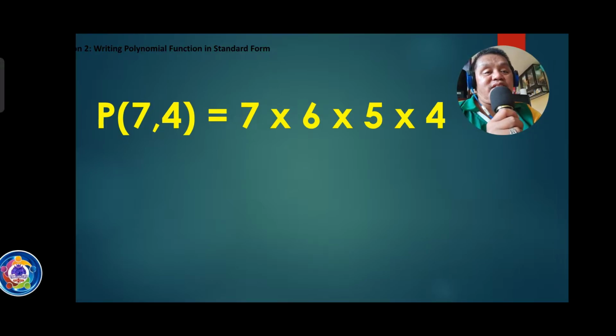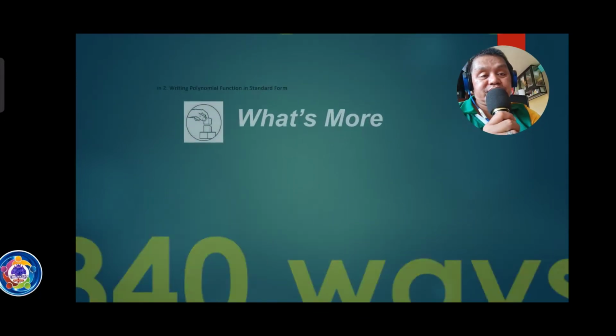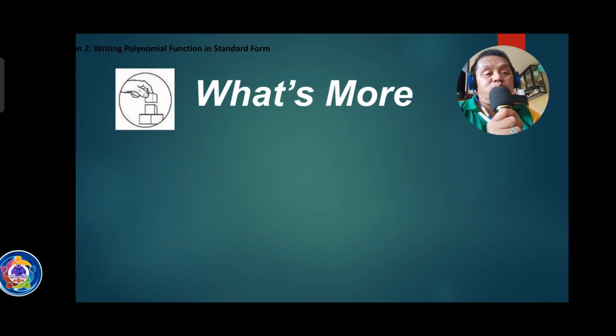And what is 7 times 6 times 5 times 4 in your calculator? So we have 840 ways. So the answer is 840 ways, the permutation of 7 objects taken 4 at a time. Other questions? So let's proceed. We have now what's more.